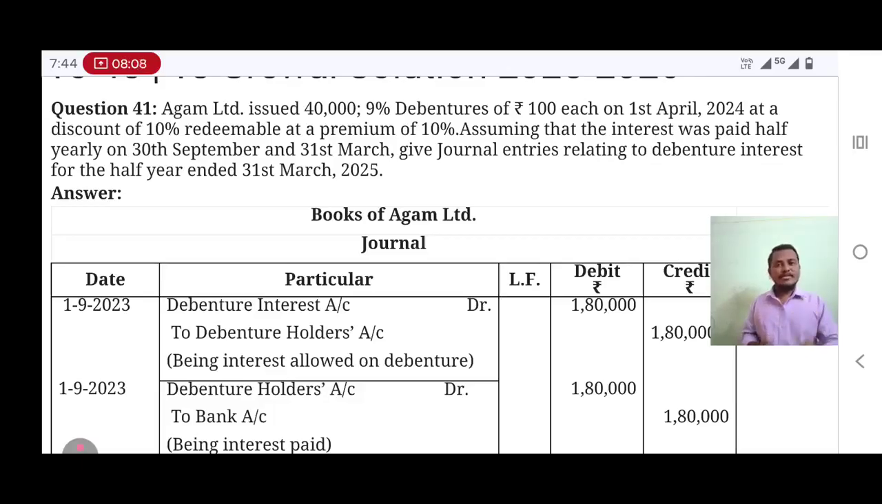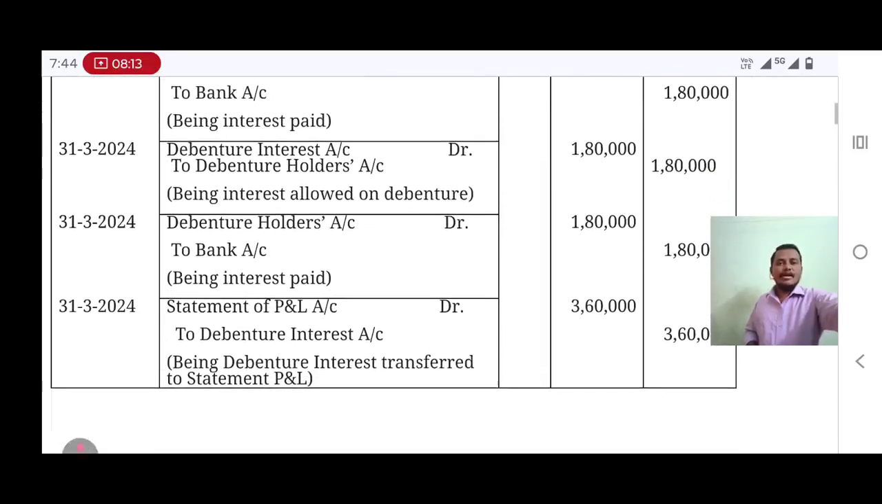Then at the end of the year you write statement of profit and loss account debit to debenture interest. The entire year interest you have to show, 3,60,000, 3,60,000. Like this only you have to show, and end the interest on debentures journal entry. Okay.